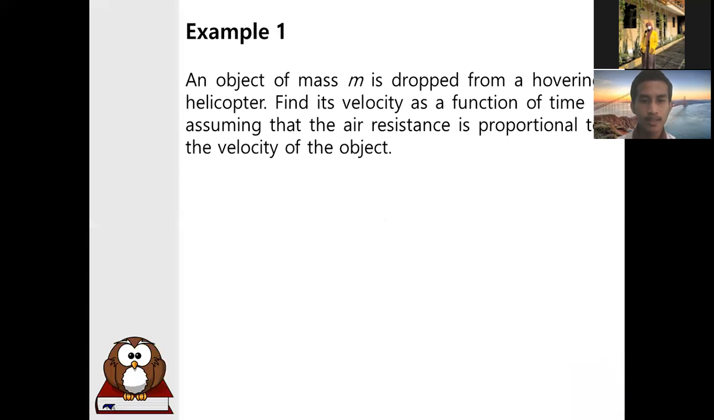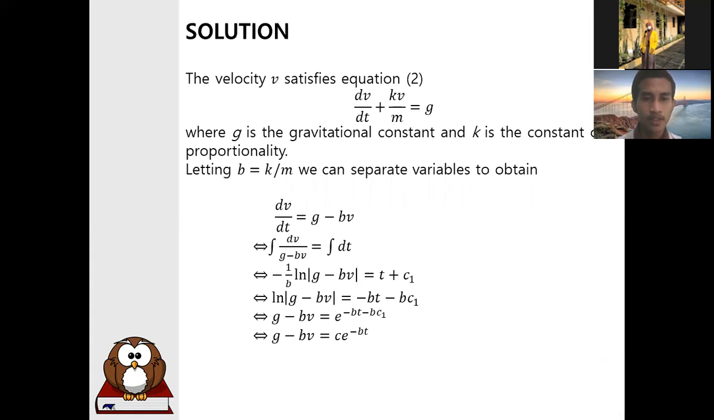Next is the example. Example 1. An object of mass m is dropped from a hovering helicopter. Find its velocity as a function of time t, assuming that the air resistance is proportional to the velocity of the object. Solution. The velocity v satisfies equation 2. So we get the derivative of v with respect to t plus kv over m equal to g, where g is the gravitational constant and k is the constant of proportionality.